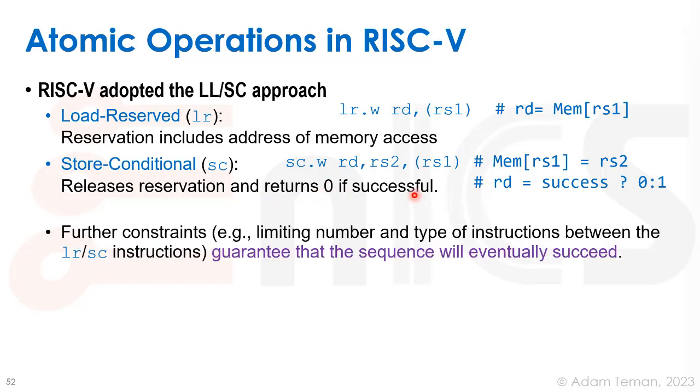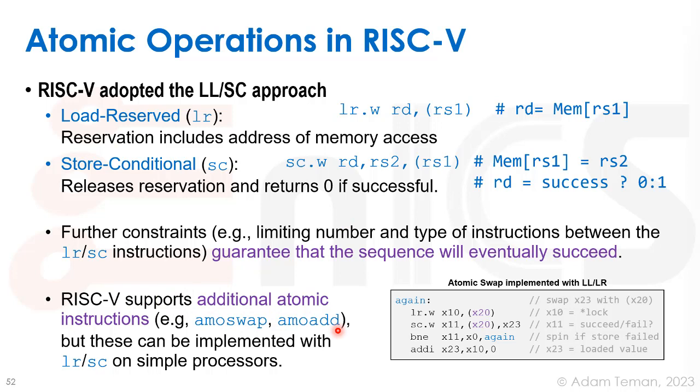So there are some further constraints that are documented in the spec. For instance, we have to limit the number of operations we can apply between a load reserved and the store conditional, and we have to limit the type of instruction. So you're not allowed to branch out there or perform other loads or stores in between, and there have to be up to about 16 instructions, and this will help with progress and bounded waiting and so forth that we discussed before.